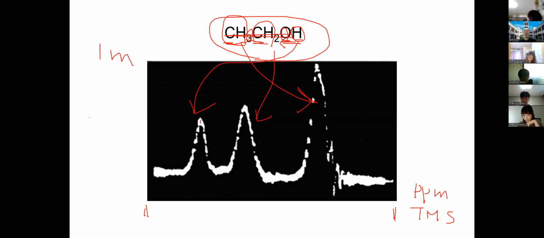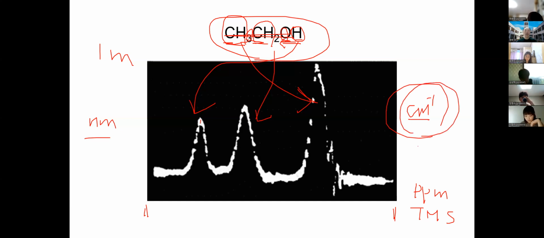In UV spectrum, we use nanometer as a unit. In IR, we use reciprocal centimeter. Centimeter is wavelength. Reciprocal means that this is a frequency. Okay. It's by convention. In UV spectrum, we use the wavelength as a unit. In IR, we use the frequency as the unit. This one is called the wave number, but the meaning of this unit is a frequency.